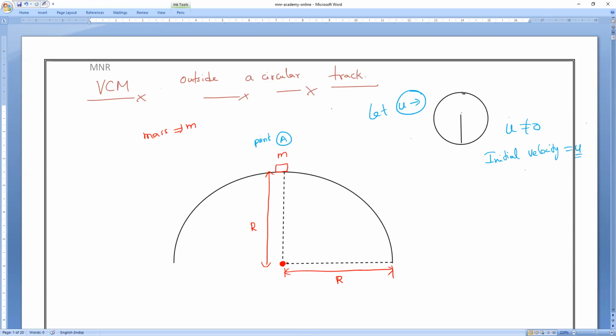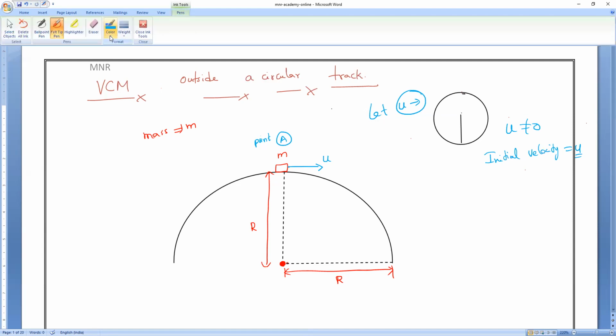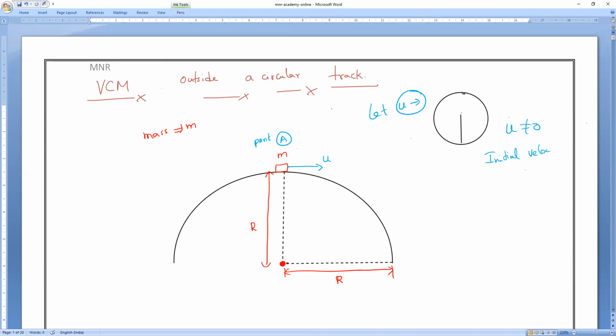U. Okay, everyone. At every point, in what direction does the velocity act? Perpendicular direction. This is what we all know. Am I right or wrong? Everybody clear? Imagine the velocity, I don't know what that velocity is, but the initial velocity of the body is U. So that body started sliding.